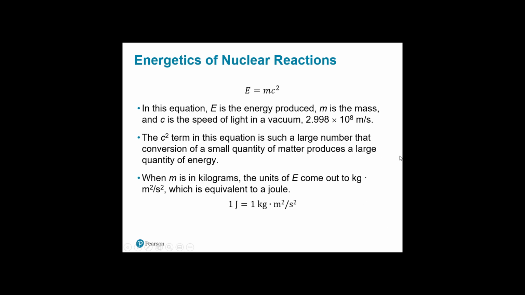So you'll see it as this, or you'll just see it as 3.00, depending on where you're looking at it. The c squared term has to do with the fact that a small quantity of matter is converted into a large quantity of energy, and that's where the square comes in. m is in kilograms. The units of E end up being kilograms times meters squared over seconds squared, which is equivalent to 1 joule.